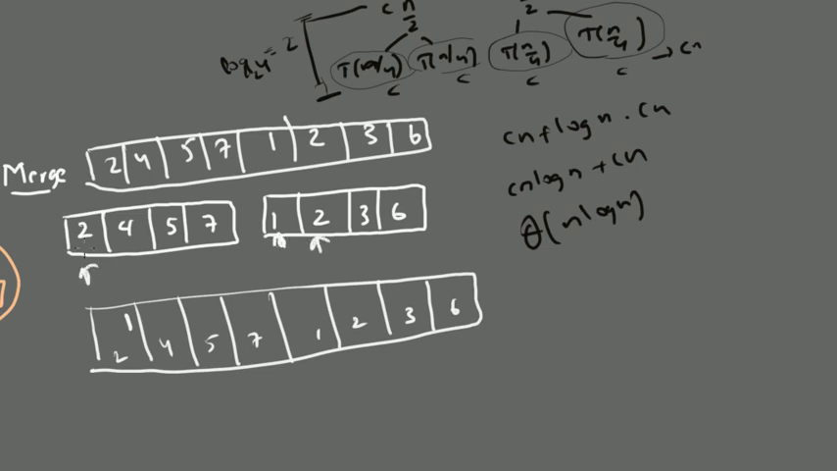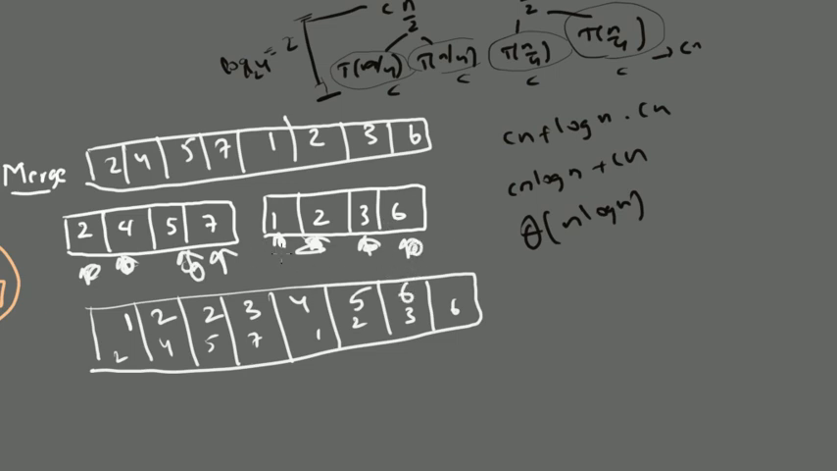This is still there. Now 2 and 2 are equal, and then you move here. Now 4 and 2, 2, and then you move this here. Now 3 and 4, 3. You move this here. Now 6 and 4, 4, and then 6 and 5, 5, and you move here. And then 6 and 7, 6. This is the end of it.